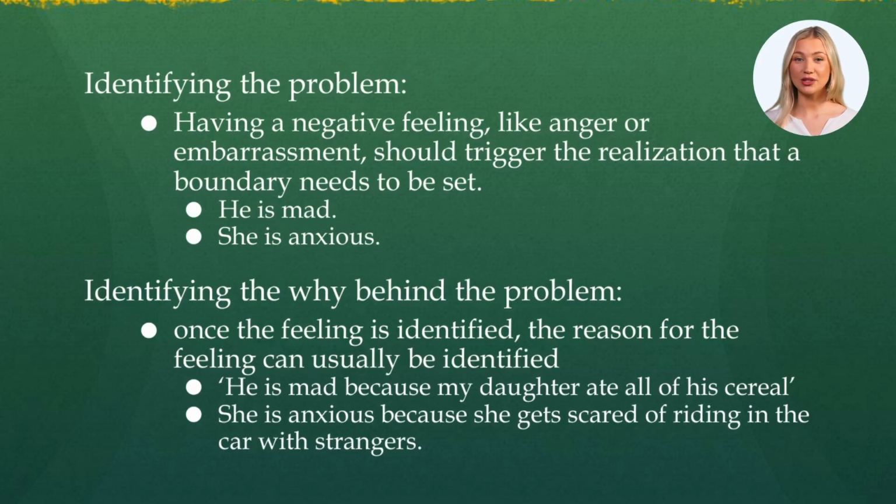How to help the individual set boundaries, continued. Identifying the problem: having a negative feeling, like anger or embarrassment, should trigger the realization that a boundary needs to be set. He is mad. She is anxious. Identifying the why behind the problem: once the feeling is identified, the reason for the feeling can usually be identified. He is mad because my daughter ate all of his cereal. She is anxious because she gets scared of riding in the car with strangers.